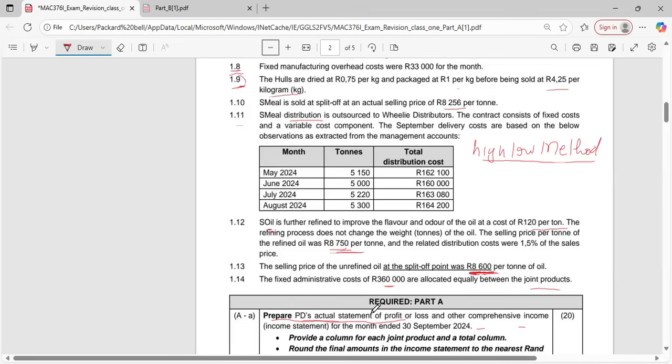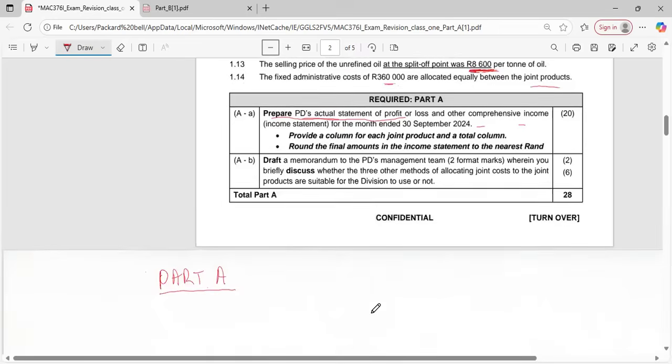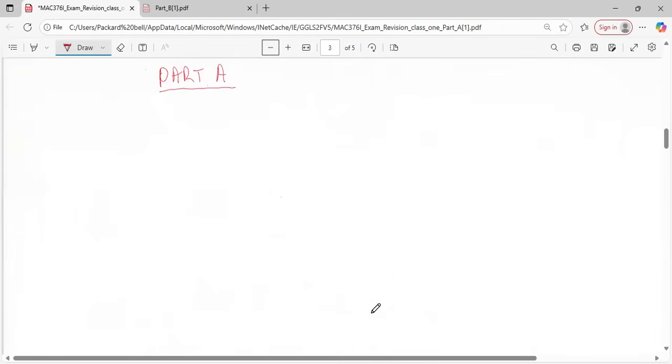So when you are done reading, remember you should be jotting down your story there as you read. So what we should now look at is we want to do the actual statement of profit and loss.